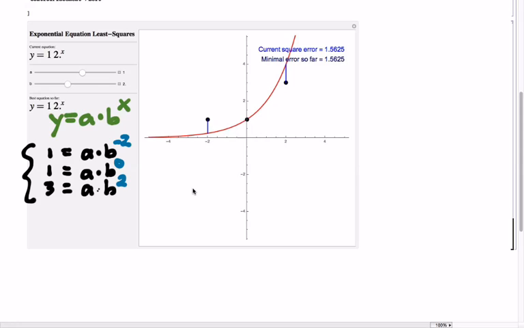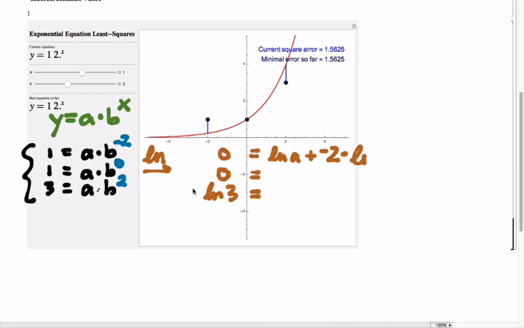So you get to choose the base, whatever you choose, just as long as you're consistent. But I'm going to choose a natural log. Let's just take the natural log on both sides of all three of these equations. I'll get the natural log of 1, 0. The natural log of 1, 0. So my new left-hand sides here are 0, 0, and log 3. And on the right-hand side, when I take the natural log of a times b to the -2, what I end up with is the natural log of A plus -2 times the natural log of B.